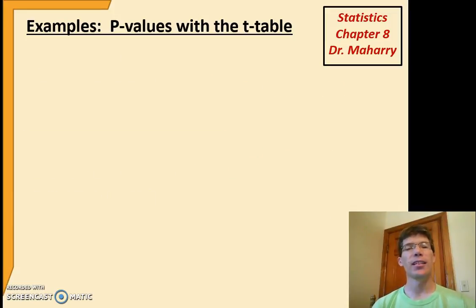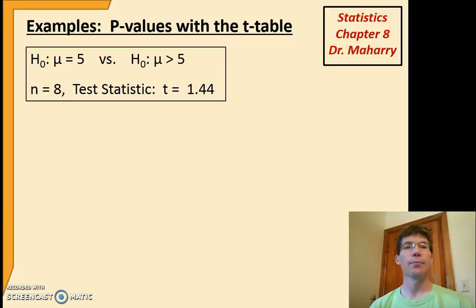Now, if we move to the t-table, this is the case where we're testing a mean, but we are not assuming standard deviation is known. So we approximate with the sample standard deviation. So this is a t-test. If we had an example like this, mean is 5 versus the mean is greater than 5. Suppose we took a sample of 8 and calculated a test statistic of 1.44. So again, the p-value is the probability of being more extreme than your test statistic.